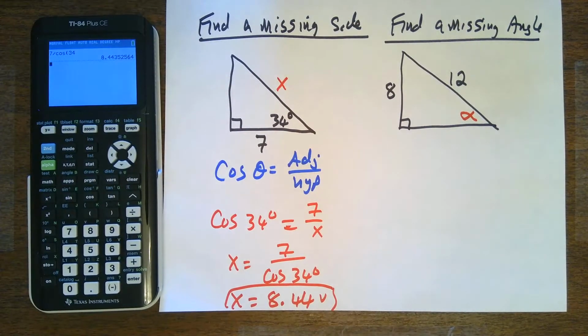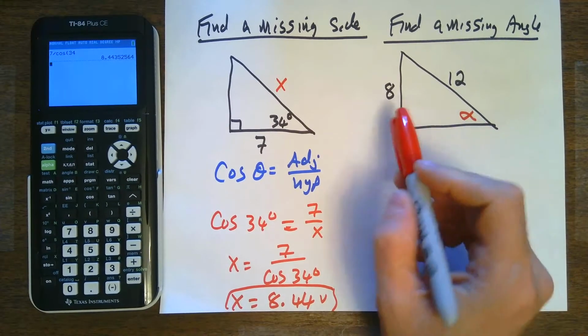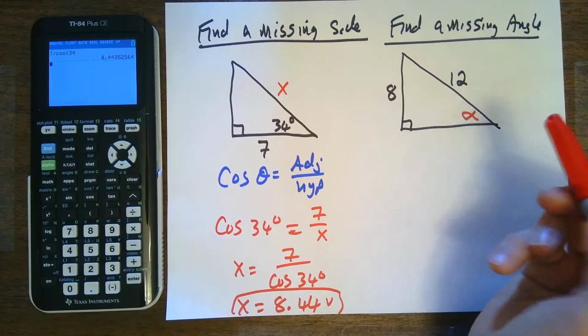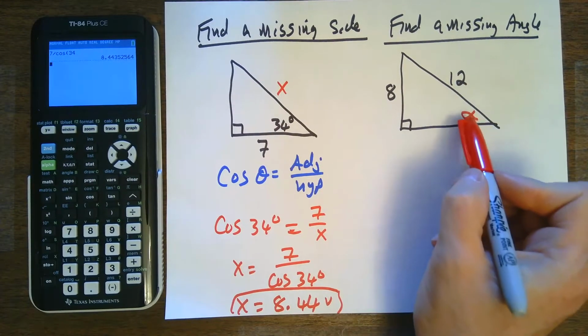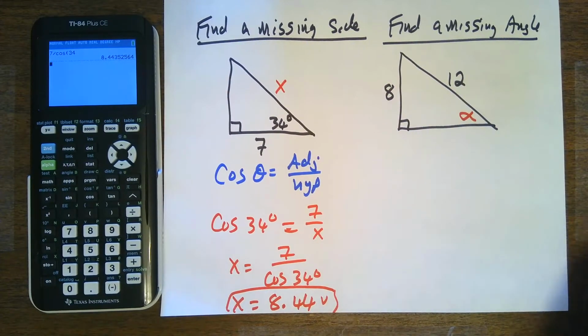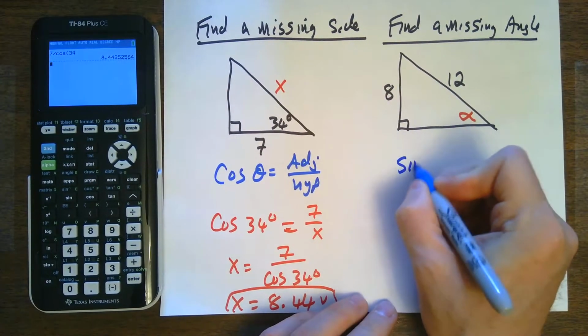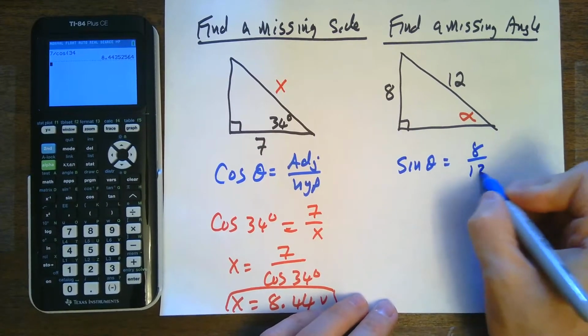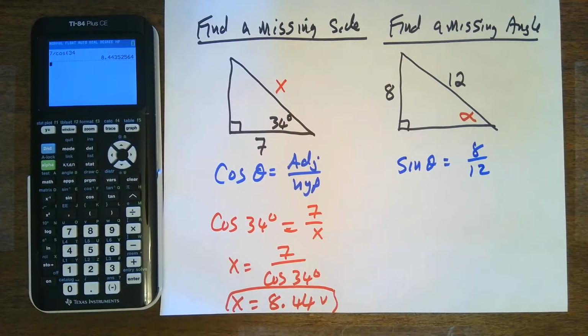We ask the same questions. What do we got? What do we want? What's going to give it to us? What do we got? We've got the opposite side and the hypotenuse. What do we want? We want the angle. What do I use for that? What uses an angle, opposite, and hypotenuse? Sine. This is a sine problem. So I'm going to say the sine of any angle is the ratio of the opposite side over the hypotenuse.